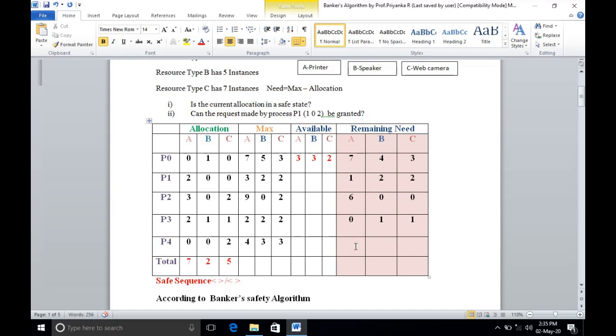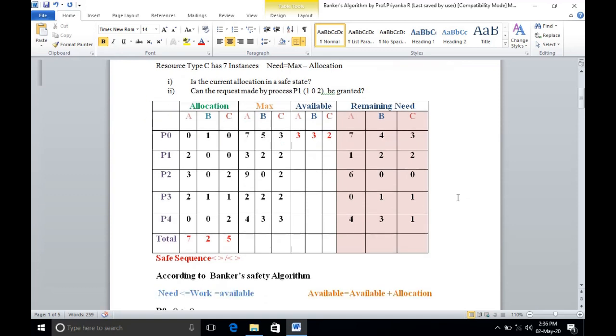So for the last process, maximum is 4. It has not been allocated anything, so it will be 4. Next, 3 is the maximum resource required, but it has not been allocated any, so it will remain as 3. Next, the maximum resources required is 3. Allocation at time T0 is 2. So it will be 1. So this is the first stage of how to calculate the remaining need required by each of the processes.